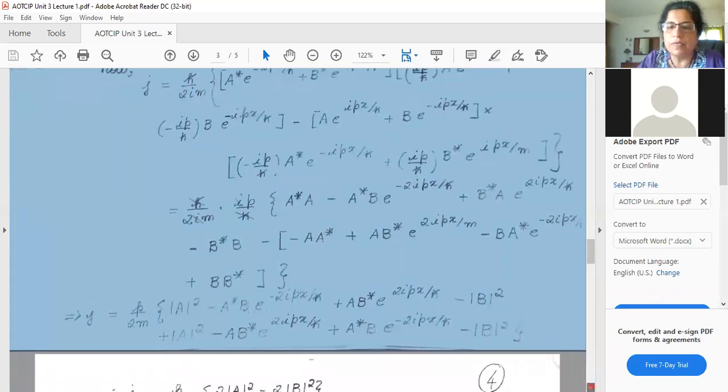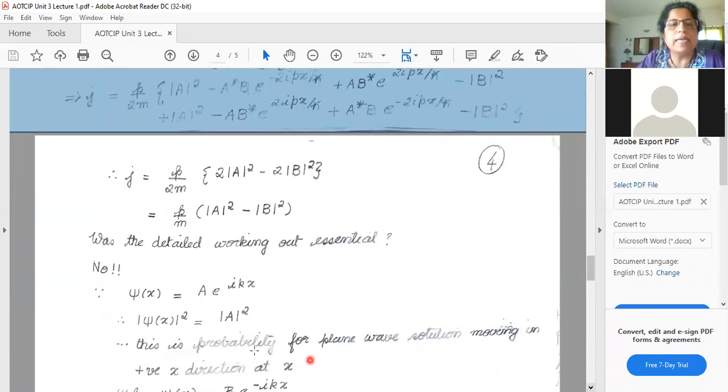let me go further, that essentially you get P by 2m into 2 mod A square minus 2 mod B square. So obviously your 2 comes out, it cancels off with the 2 here, and you will get P by M into mod A square minus mod B square.